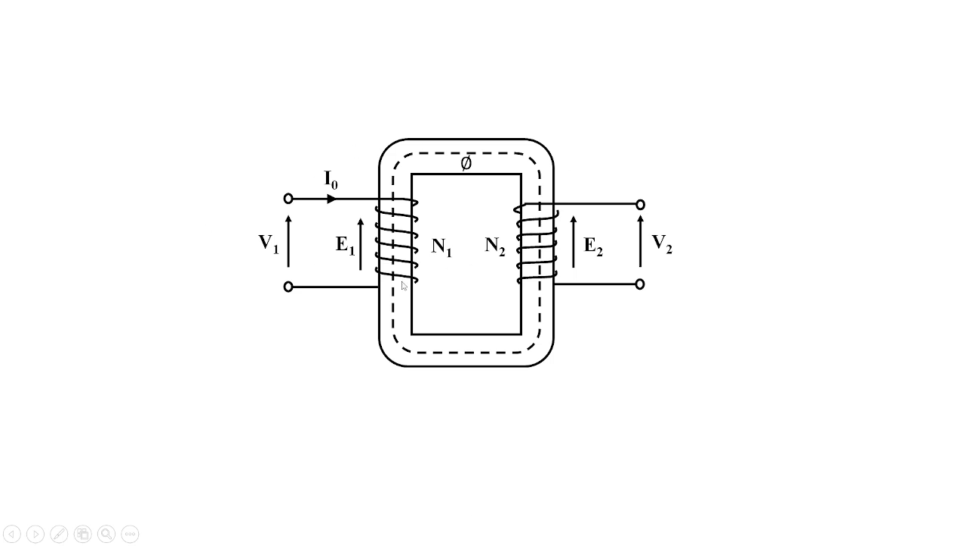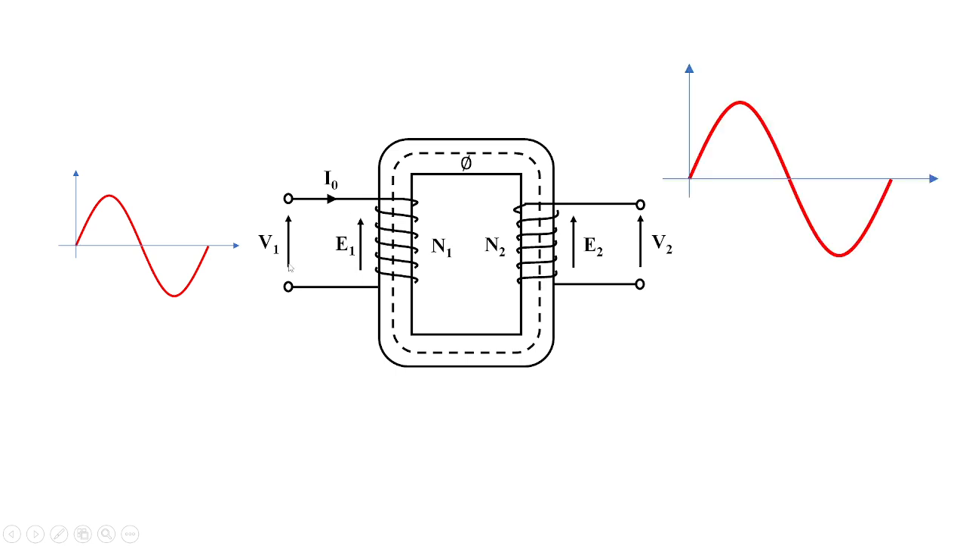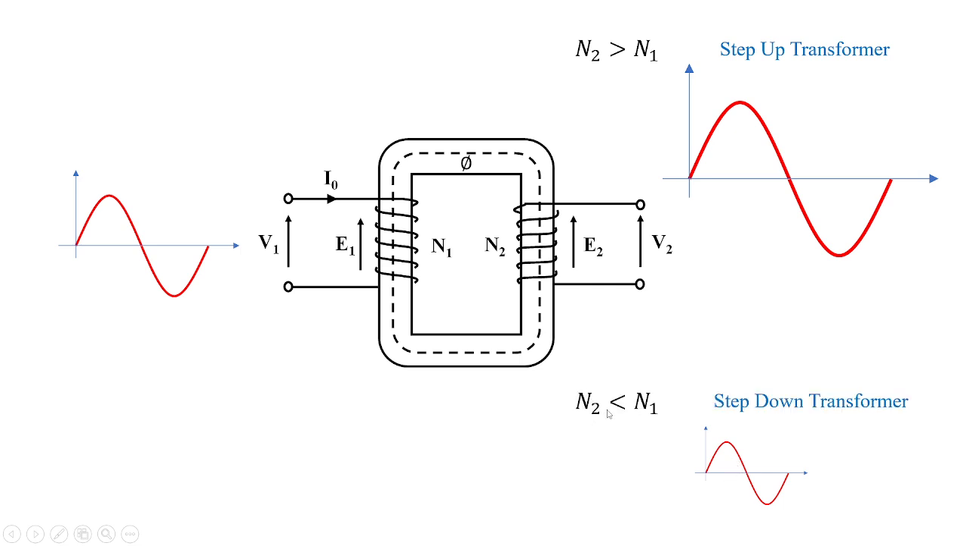Or you can simply remove the side view of the transformer, and this is how the diagram looks. You can see here N1 belongs to the primary winding, N2 belongs to the secondary winding. When you give a sinusoidal input voltage to the primary winding, if the magnitude of the voltage is increased, that is, if the number of turns N2 is greater than N1, then it becomes a step up transformer. And if the voltage is reduced, then it indicates that the secondary number of turns is less than the primary number of turns, then it becomes a step down transformer.